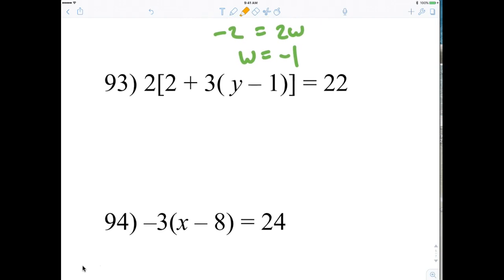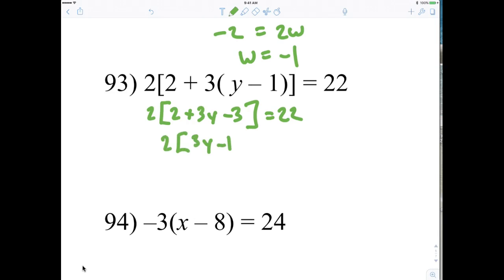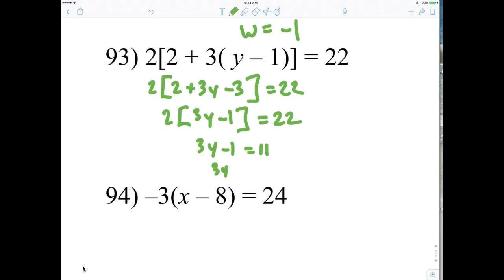All right, number 93 is a pain because I tried to combine a couple parentheses to see if I could throw you off a little bit. All right, but don't be distracted. 2 plus 3y minus 3 equals 22. 2 bracket 3y minus 1 equals 22. Does everybody see that? Now, could I distribute the 2 or could I divide the 2? Yeah, I could divide it. Right, so that would just make it easier. 3y minus 1 equals 11. 3y equals 12. So y must have been what? Y must be 4.